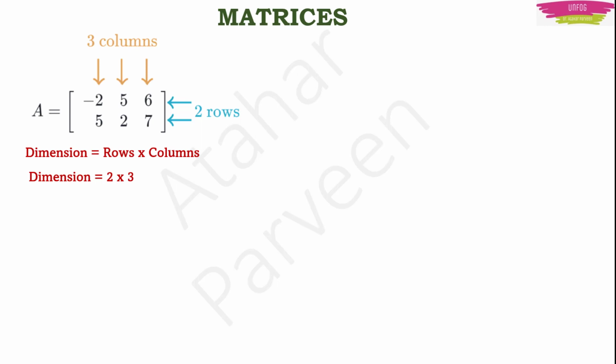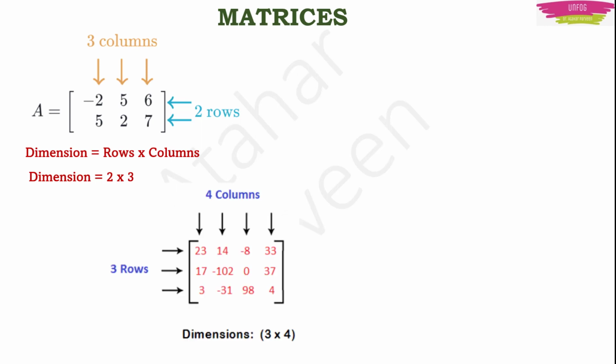Now if we are talking about the order, or you also call it dimension, order is m cross n, right? m is number of rows and n is number of columns. Here you know that there are 2 rows in this matrix A and 3 columns. So you can write the dimension as 2 into 3 or 2 cross 3. So you say that this is a 2 cross 3 matrix. Another example. Here you can see that there are 4 columns and 3 rows. So you write 4 in place of columns and 3 in place of rows.